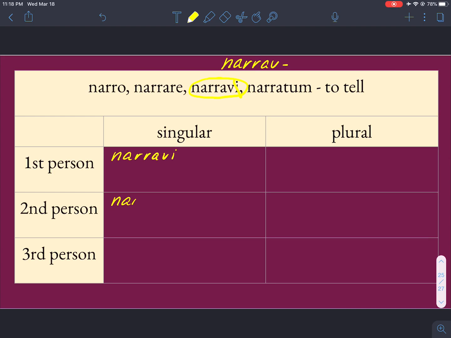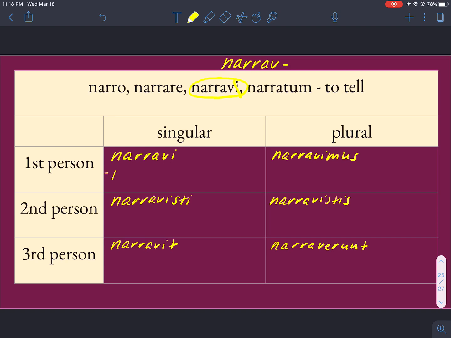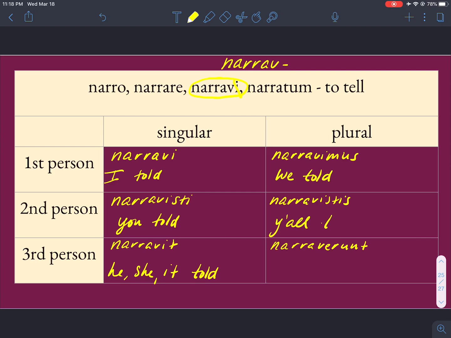Narravi, narravisti, narravit, narravimus, narravistis, and narraverunt. Okay, this is I told, you told, he, she, it told, we told, y'all told, and finally they told.